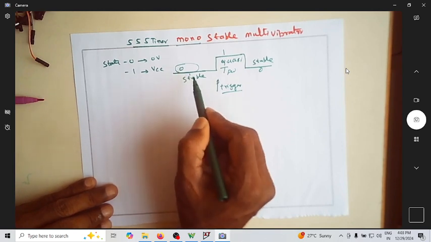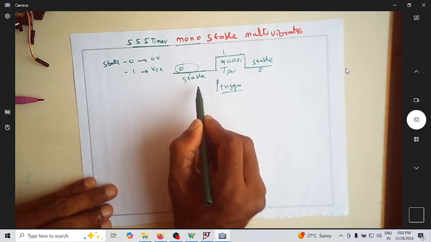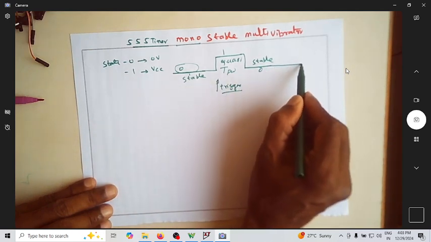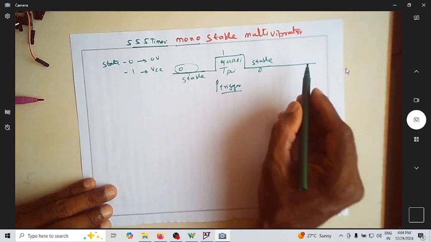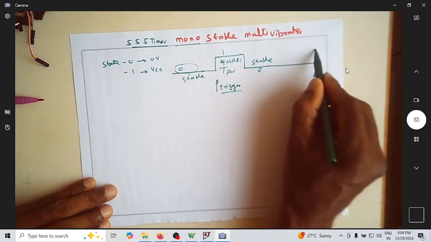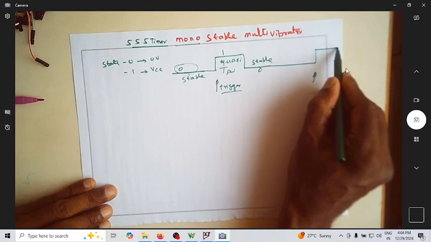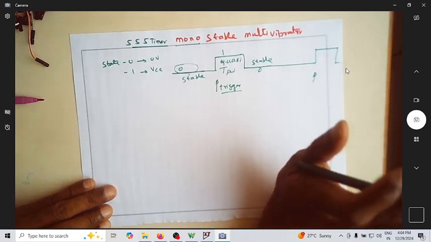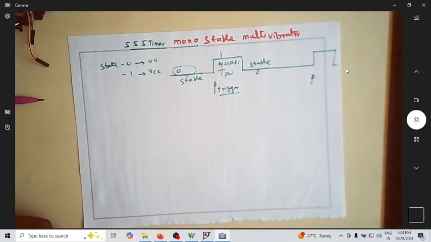This state is stable, meaning if I don't give any trigger signal, it remains in the stable state of 0. If I give a trigger, then it goes to the quasi-stable state, remains for a predefined time, and again comes back to the stable state. So this is the overall monostable multivibrator operation.